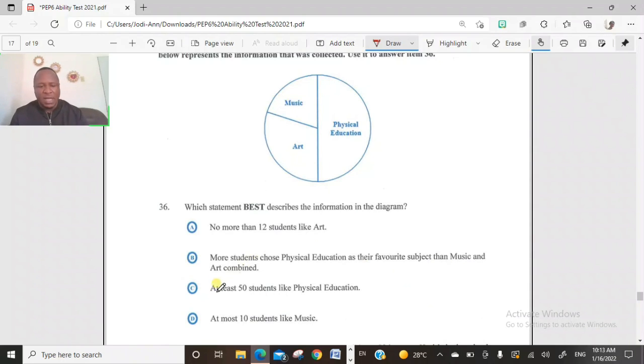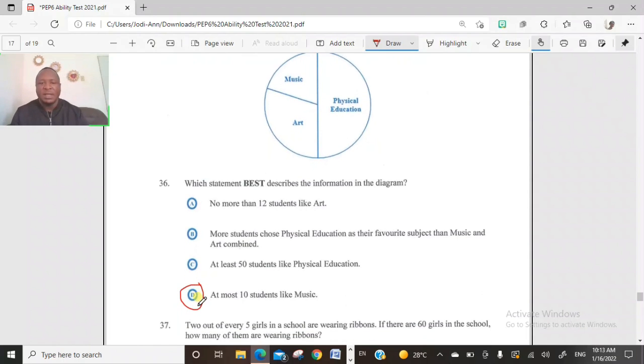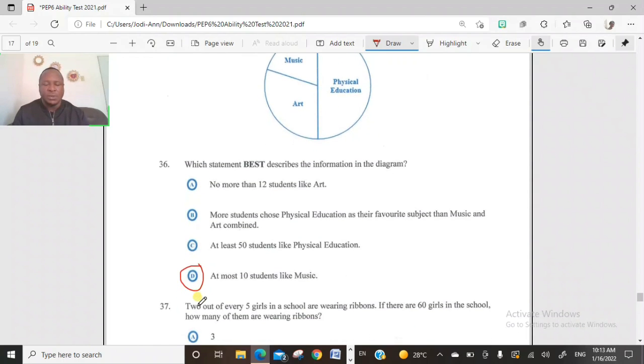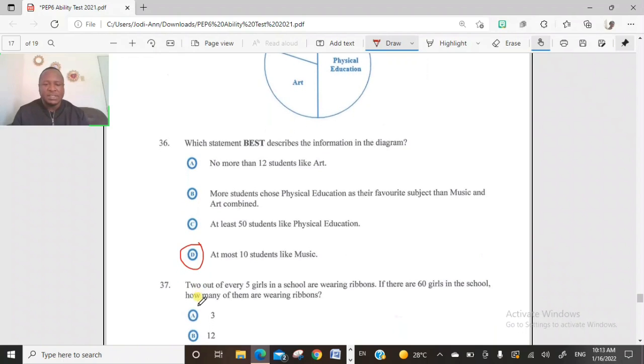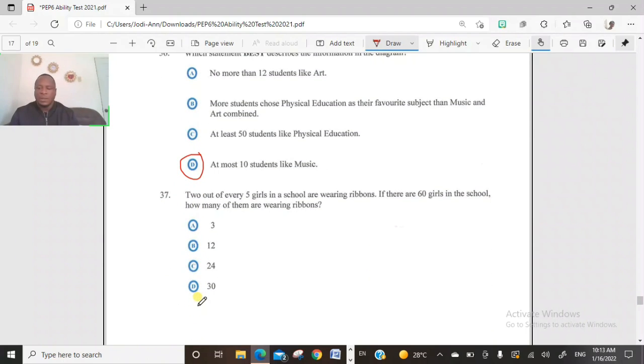So we can definitely say the last one is the answer. At most, 10 students like music. That one fits very well because it's less than a quarter. A quarter is 12.5, and music is less than a quarter by far. So at most 10 students like music.